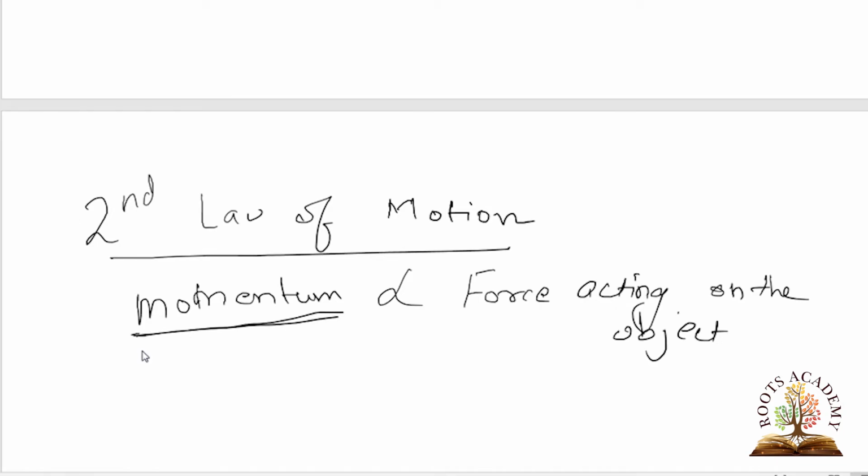Now what exactly is momentum? Momentum is written as P, and it is nothing but an object's mass and the velocity with which it is moving. So an object which is moving has a certain amount of momentum because it has its own mass and it has its velocity.